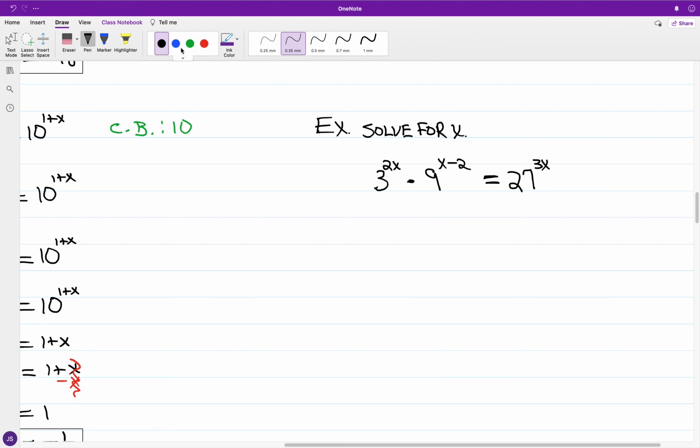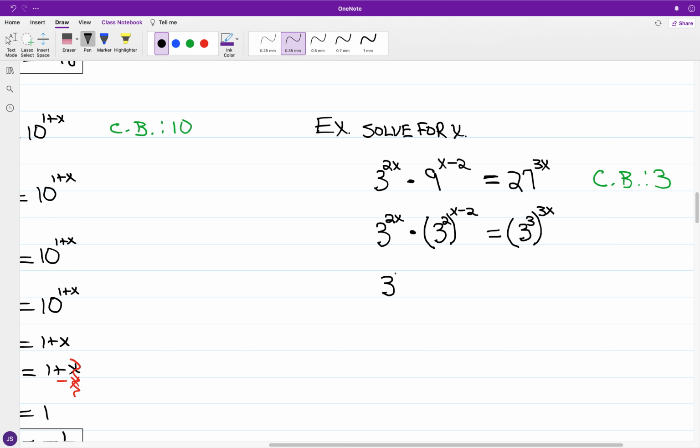For this setup, we already have the common base present, and that is going to be 3. For the first expression, in terms of base 3, you have 3^(2x). Now for 9^(x-2), in terms of base 3, 9 is going to be 3 to the second, so we have (3^2)^(x-2). Now 27 is both a multiple and an integer power of 3. It takes three 3's to multiply out to 27, so 27 is going to be 3 to the third. Thus 27^(3x) is going to be (3^3)^(3x).